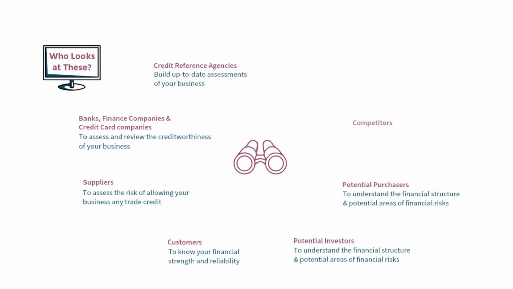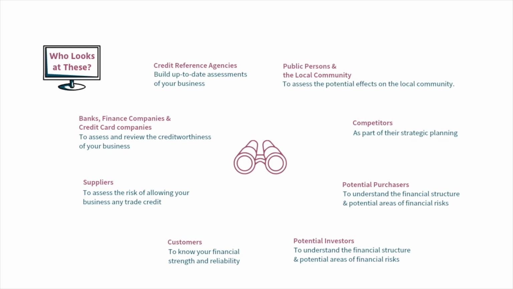Competitors, as part of their strategic planning. If they spot a weakness, they may choose to exploit it. Or if deemed very strong, they may well choose not to go head-to-head against you. Public persons and the local community, to assess the potential effects on the local community.